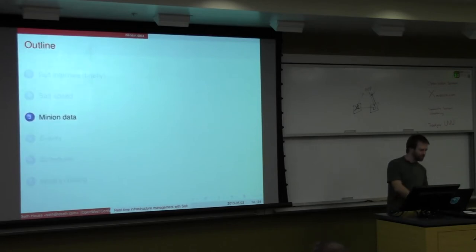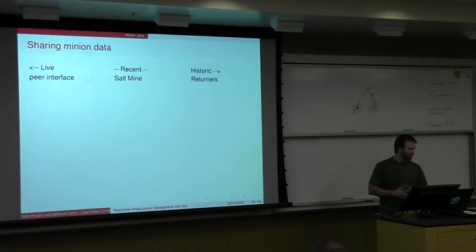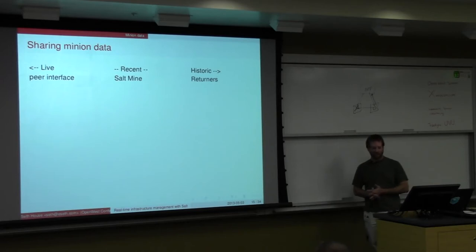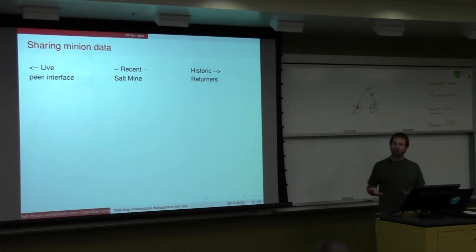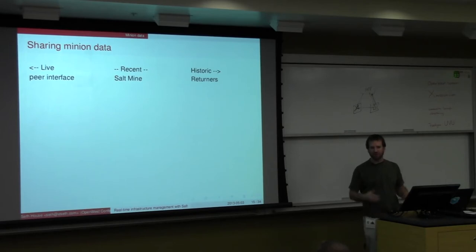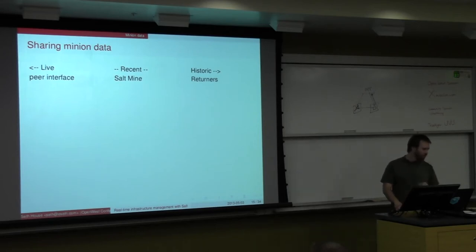Okay. So let's talk about minion data. There's various ways to share data between minions. That's what we'll be talking about for most of this presentation. Since Salt has this always-on high-speed communication layer between the master and all of these minions, what does that mean? What can Salt do that other tools that are similar to Salt can't do? Because of that, one of them is shared data between minions.